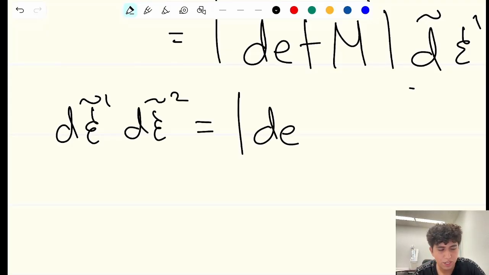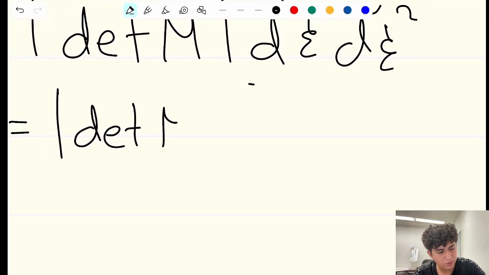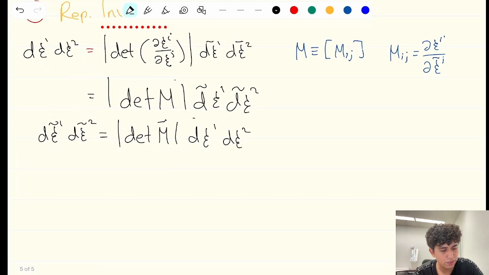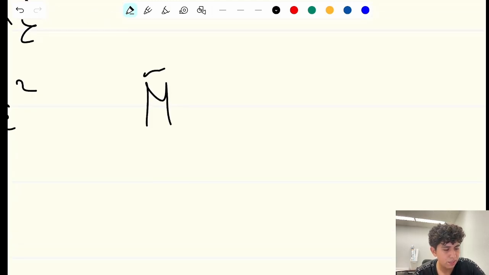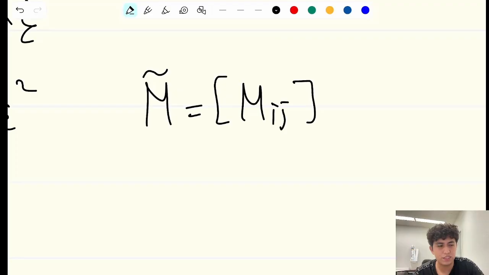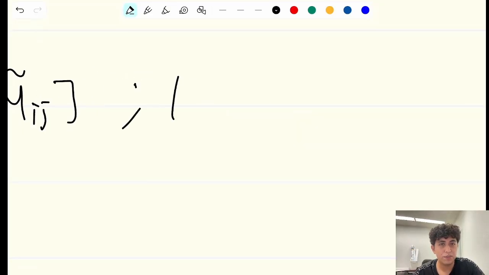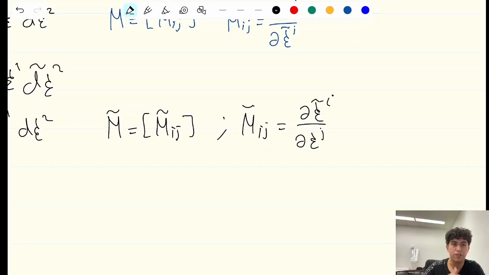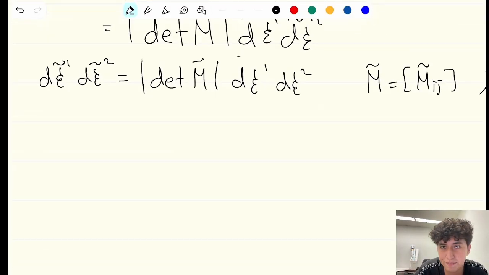which is just gonna be the inverse matrix. We're gonna define an M tilde and then go from this one to the tilde. And this M tilde is gonna be a matrix. This is my notation to write that this is a matrix. And this matrix is gonna be defined as the partial of the tilde component with respect to the partial of the non-tilde component. So this is just two different coordinate systems, or two different parameters.